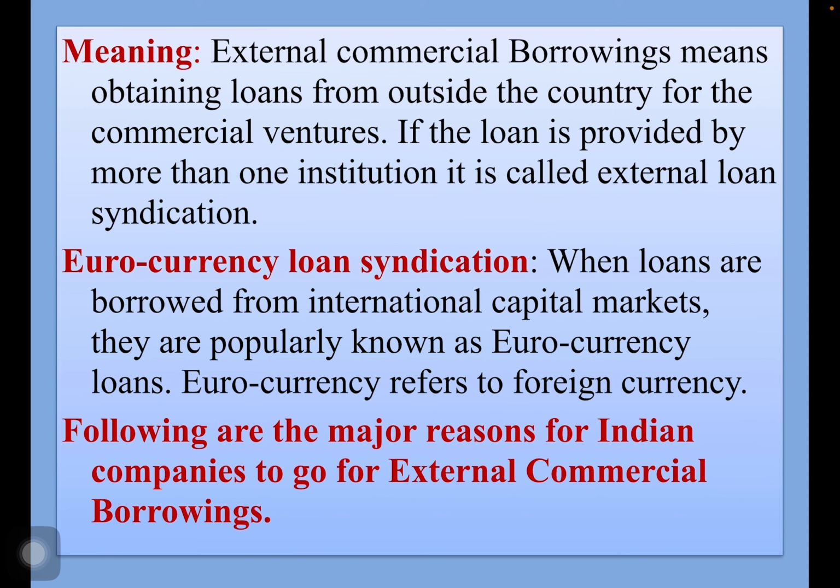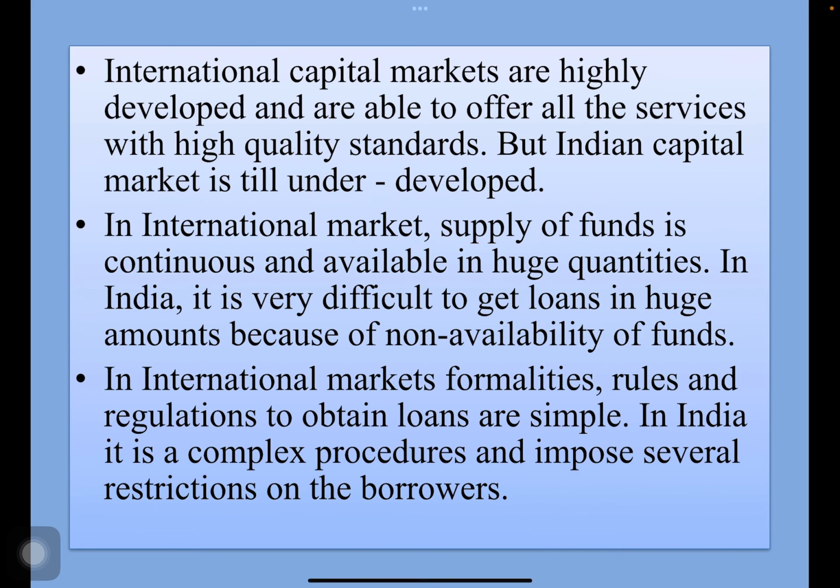So, following are the reasons for Indian companies to go for external commercial borrowings. International capital markets are highly developed and are able to offer all services with high quality standards, but Indian capital market is still underdeveloped. International market supply of funds is continuous. They are available in huge quantities. In India, it is very difficult to get loans in huge amounts because of non-availability of continuous funds. In international markets, formalities, rules and regulations to obtain loans are simple. In India, it is a complex procedure.